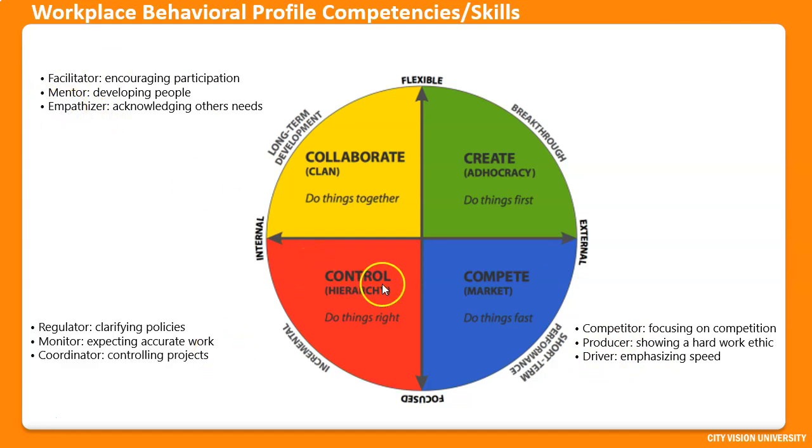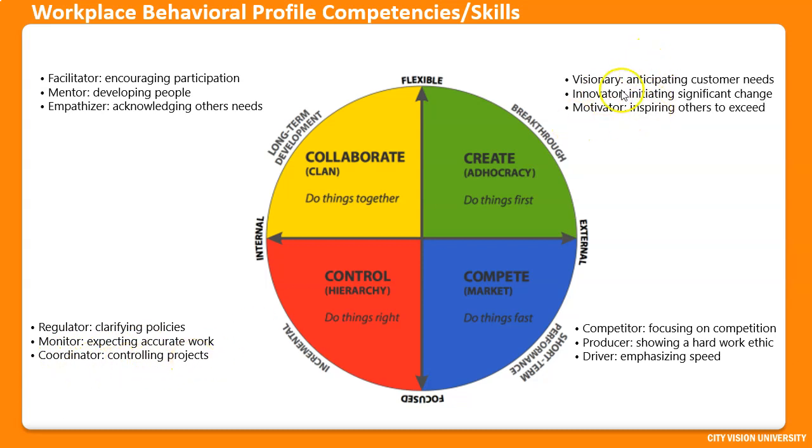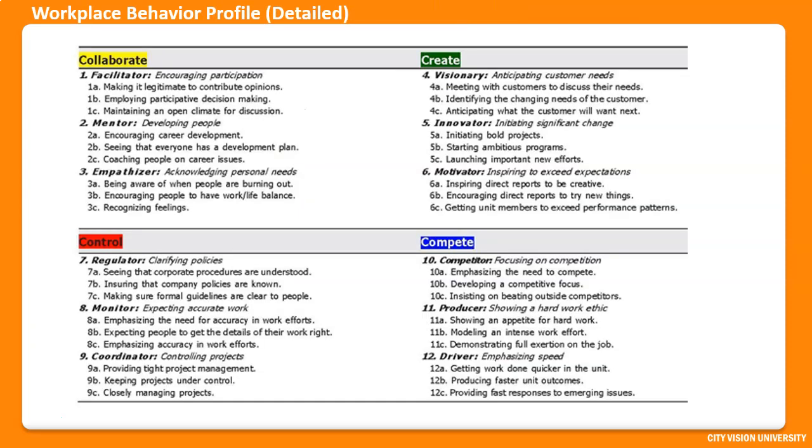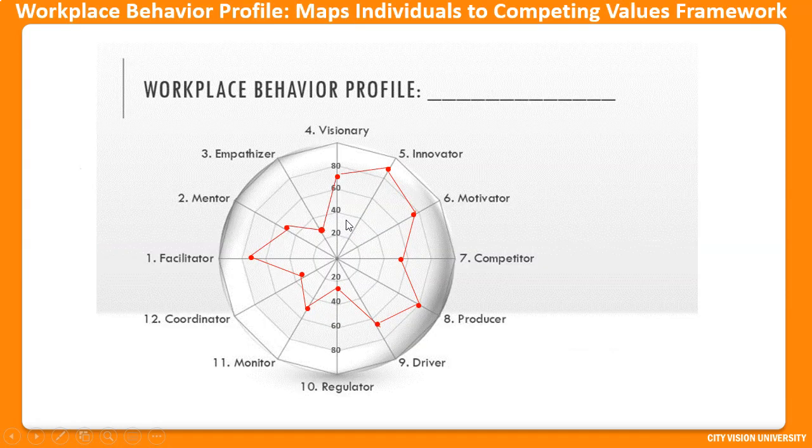And then here you have the regulator, clarifying policies; the monitor, expecting accurate work; the coordinator, controlling projects; versus on the create quadrant, you have the visionary, anticipating customer needs; the innovator, initiating significant change; and the motivator, inspiring others to succeed. Now, there are more detailed breakdowns of each of these that get into the profile, and that's on the next slide. I'm not going to get into them, but I just want to show them to you, so you could break down each of those into 3 subcategories.